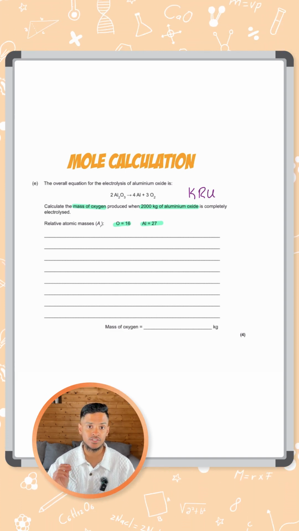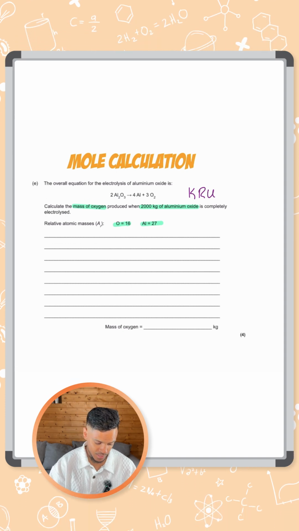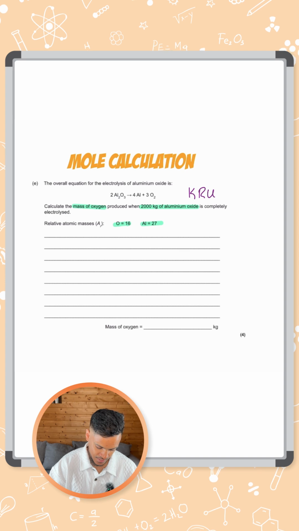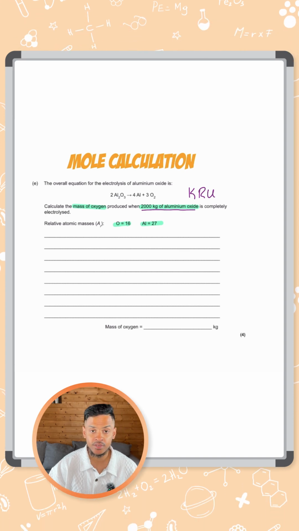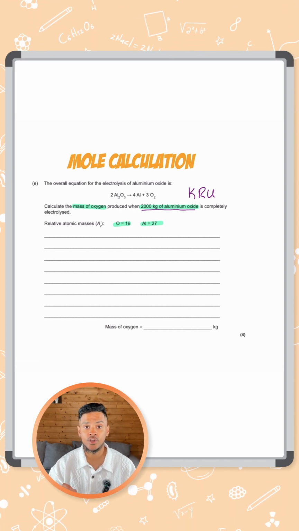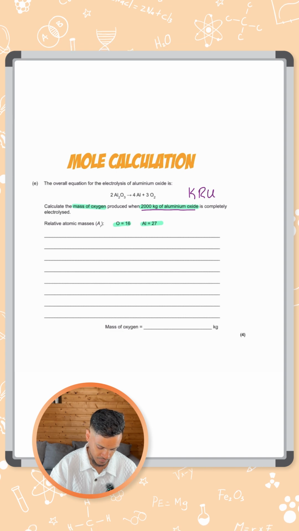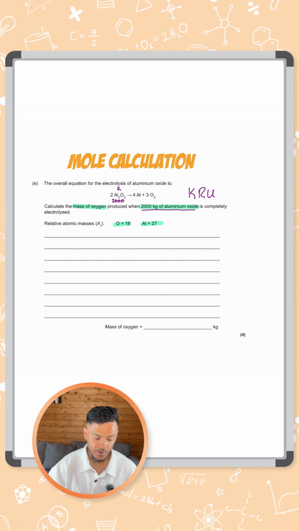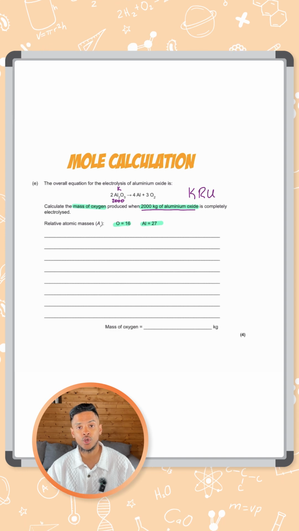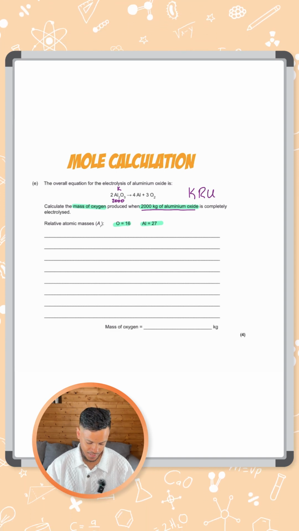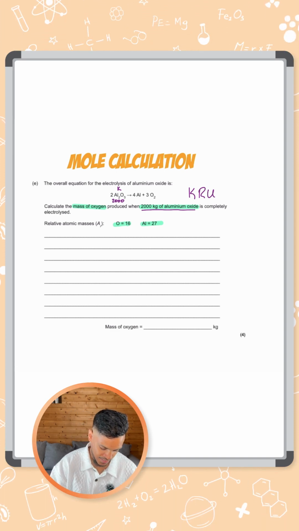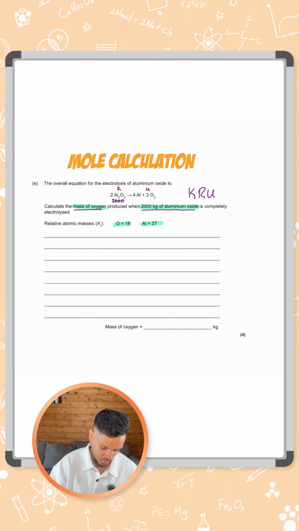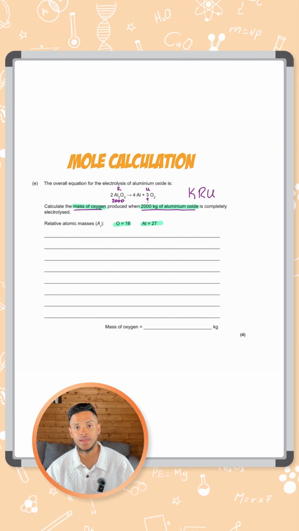So before we actually do any calculations, let's mark what the known and the unknown is. In the question it says 2000 kilograms of aluminium oxide. So that is our known, that's what we know the mass of. So let's put a K there and let's put 2000 kilograms there to show us we know the mass of that. Now, what is the question asking for? It's saying calculate the mass of oxygen. That is our unknown. We'll put a U there to show that.